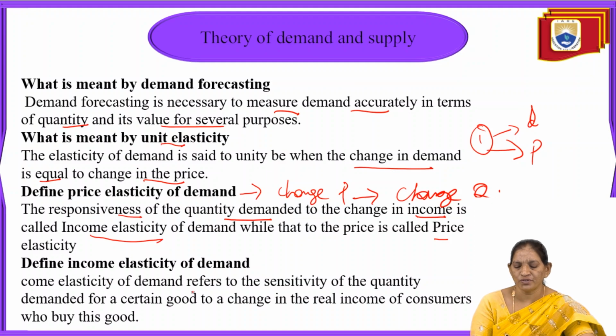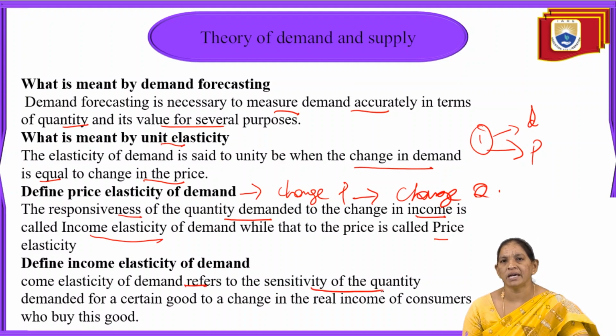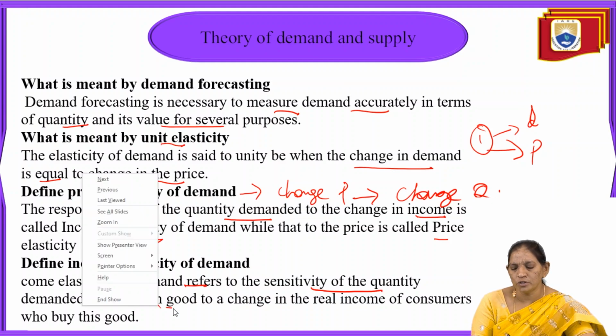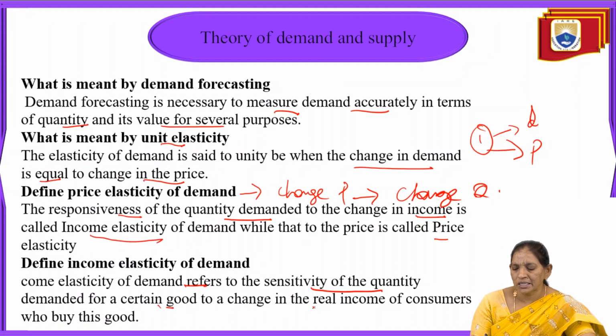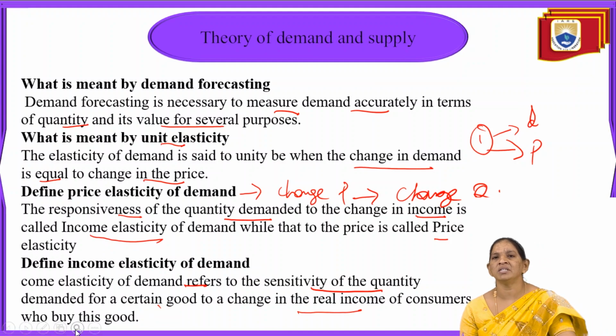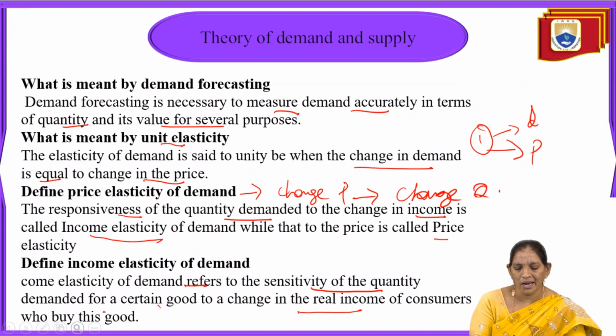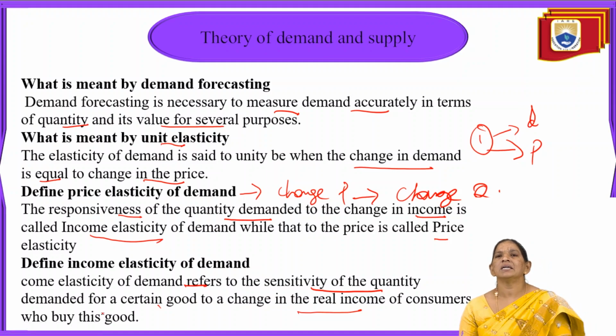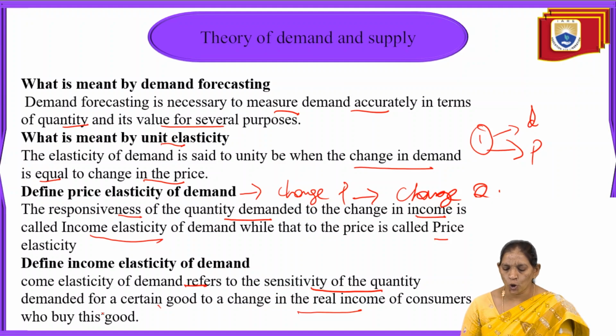Next, define income elasticity of demand. Income elasticity of demand refers to the sensitivity of the quantity demanded of a certain good to changes in the real income of the consumer who buys this good. It means a change in the income of the consumer, whether more or less, causes a change in the quantity demanded, and we call it income elasticity of demand.